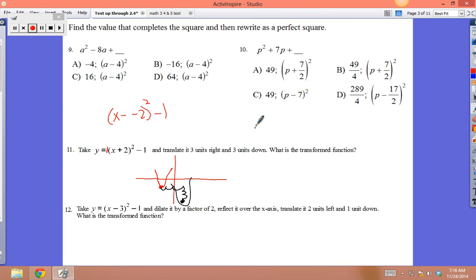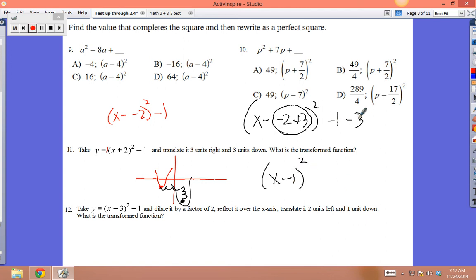Okay, so here's what I've got. I've got x minus a minus 2. 3 units to the right, that is a plus 3. And then I've got a minus 1, but now I'm going to go 3 units down, that's a minus 3. So I'm going to add these together. 2 to the left and 3 to the right should end you up at x minus 1 squared. Down 1 and down 3 should be a total of down 4. So this is your answer.